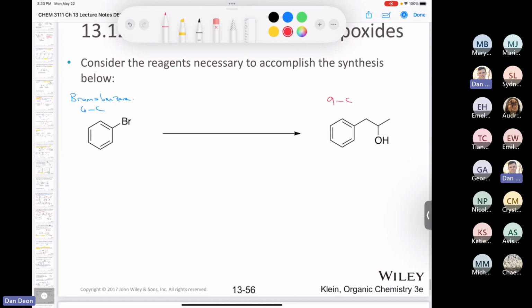If we were to take the bromobenzene and treat it with magnesium and diethyl ether, that's going to give us the Grignard reagent. And I'm going to draw it as a carbanion just to make the rationale easier in my brain. And then if you're wondering, now what's the electrophile going to look like, right? It's got to be a 3-carbon electrophile.